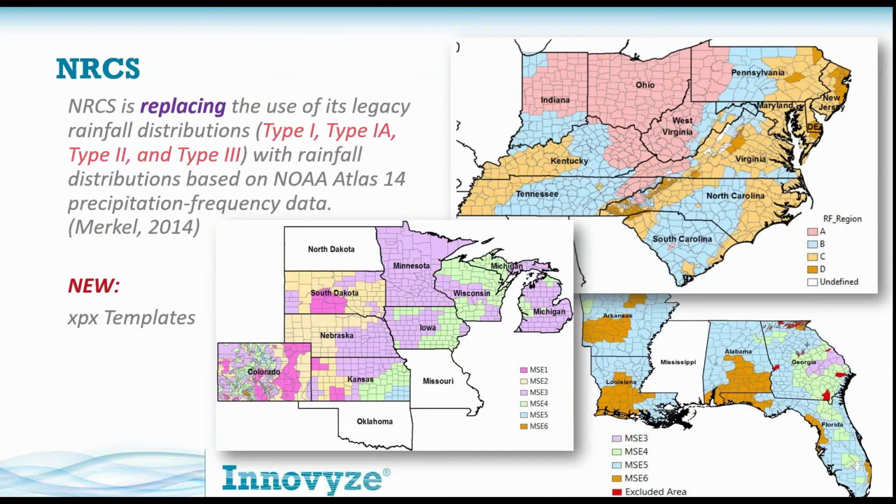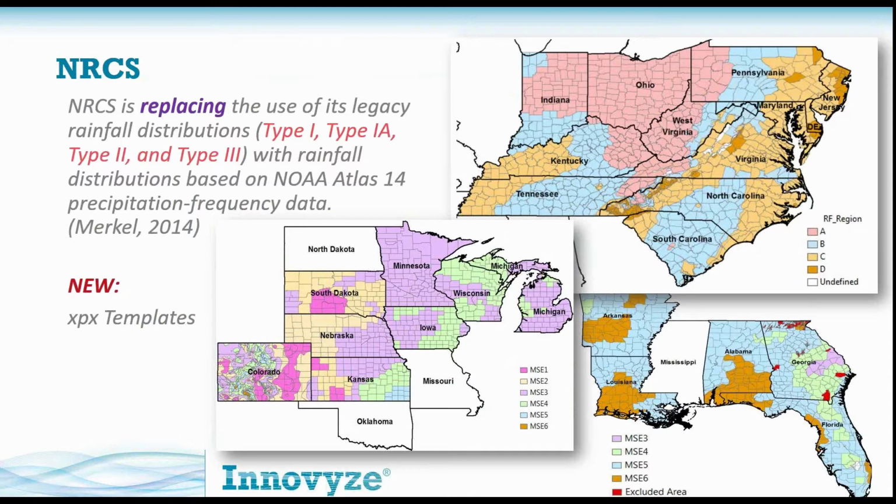And just glancing at those, you can see that it might even depend on where you are in the county as to which curve, and they all have wonderful, unique, different names. In Ohio, you're using NOAA, the Type A region storm. In Colorado and Minnesota, you're using an MSE curve. So they all depend on where you are. Well, NRCS has a bunch of those tables. We took all those tables and created XPX templates, so you can import all of those pretty easily.